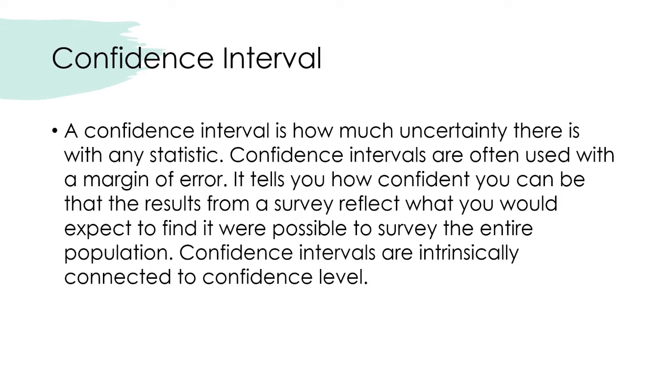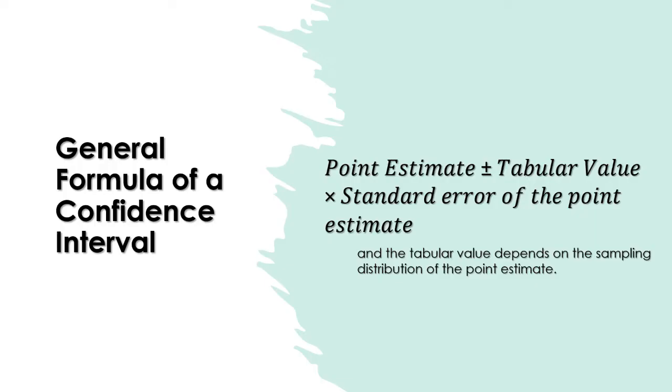It tells you how confident you can be that the result from a survey reflects what you would expect to find if it were possible to survey the entire population. Confidence intervals are intrinsically connected to confidence level. Let's have the general formula of a confidence interval. It is point estimate plus or minus tabular value multiplied to standard error of the point estimate. And the tabular value depends on the sampling distribution of the point estimate.